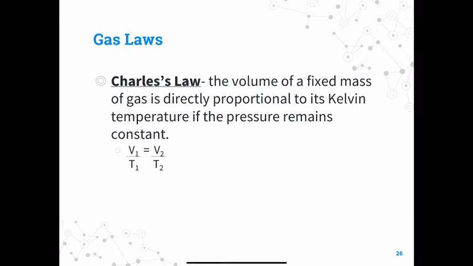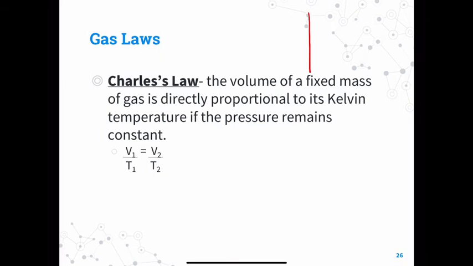We're going to look at one other law today, and that's called Charles's law. And so Charles's law says that the volume of a fixed mass of gas is directly proportional to its Kelvin temperature if the pressure remains constant. Okay, so remember we said the volume of a fixed mass of gas is directly proportional to its temperature in Kelvin. Okay, if the pressure remains constant. And so that's how that would look here.